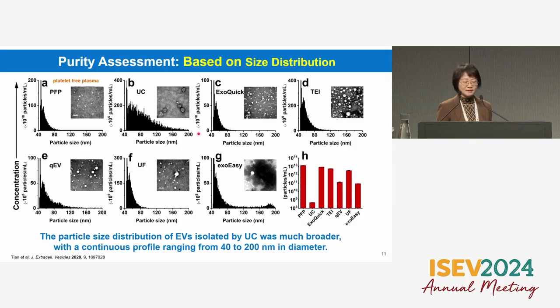You can see for the samples prepared by UC, you get a very broad size distribution with particle range from 40 to 200 nanometers. But for the other kits, what you obtain most likely resembles the original source, the PFP. So this is one simple way. Actually, we have a poster on Friday where we have developed an algorithm, so you can really use the distribution to predict the purity.